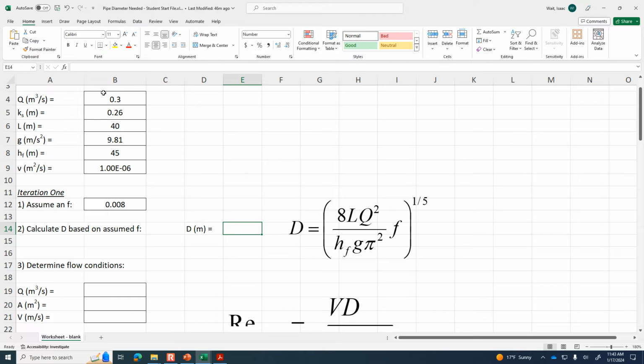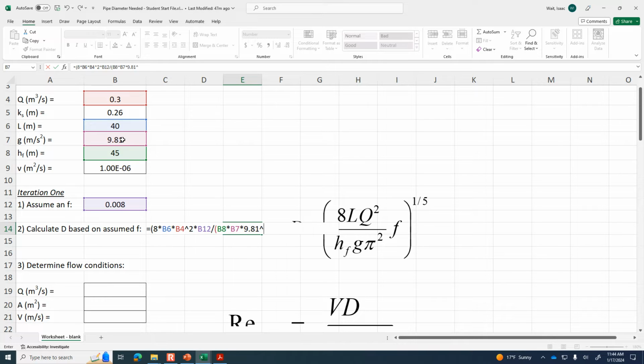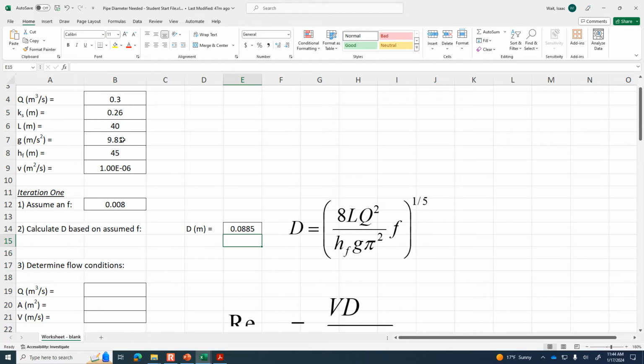Just start over completely. So equals 8 times L times Q squared times F divided by H sub F times G times, I'm going to just type in 9.81 in case that was the issue, times pi squared. And then all of that, one more parenthesis, to the power of 0.2. Yes, all right.